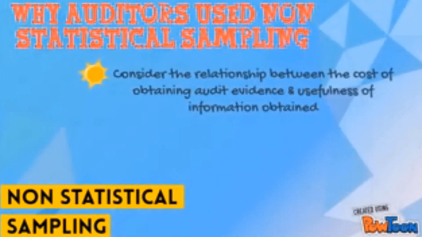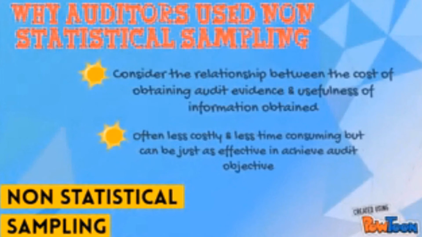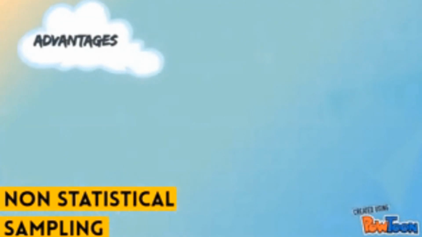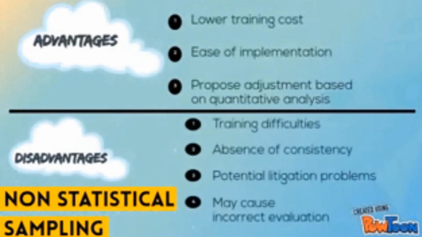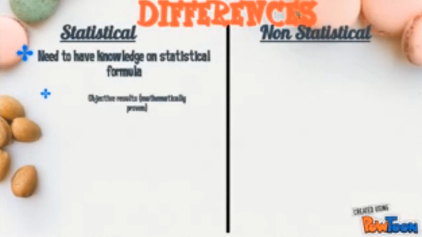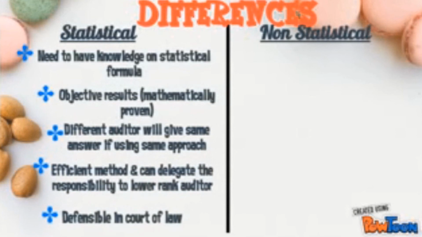Why does the auditor use non-statistical sampling? The auditor considers the audit evidence and information obtained. It is a less costly and less time-consuming technique. These are the advantages and disadvantages of non-statistical sampling. The differences between statistical and non-statistical sampling are stated as below.